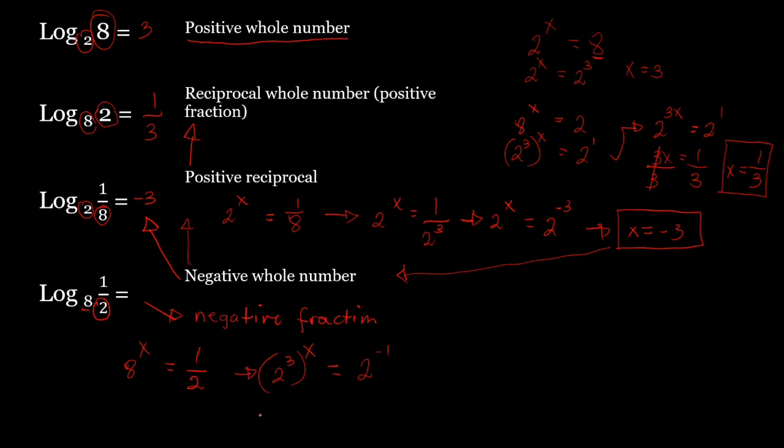Then simplify, it becomes 2 raised to 3 times x, or 3x, is equal to 2 raised to negative 1. Since they have the same base, we can get the exponent already. 3x is equal to negative 1. And to eliminate the coefficient of x, which is 3, divide both sides by 3. Then x is equal to negative 1/3. So therefore, if this is the situation that you have, your value of x is a negative fraction.